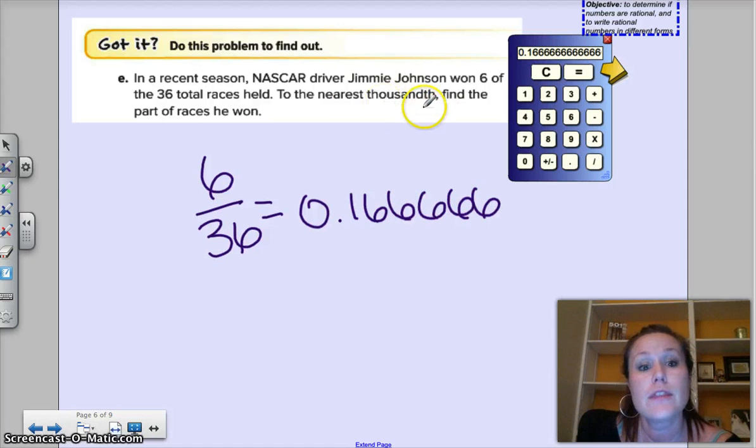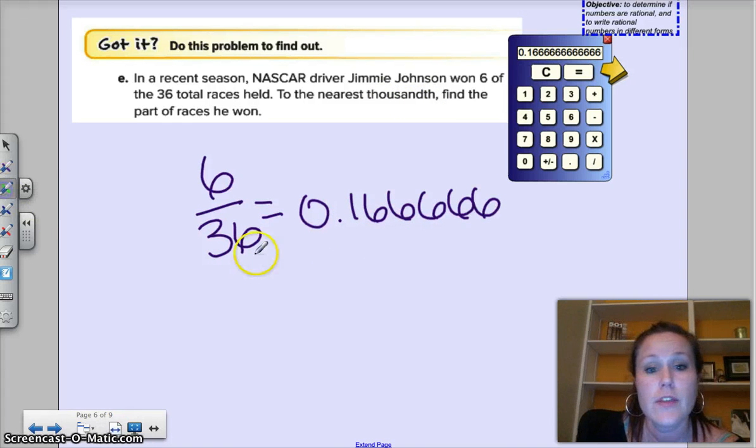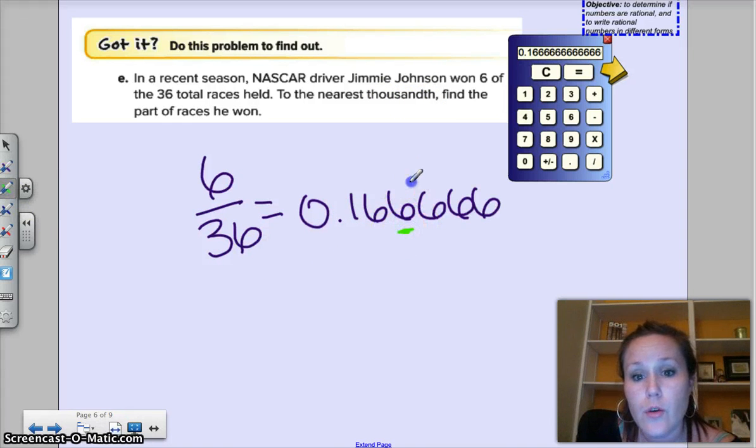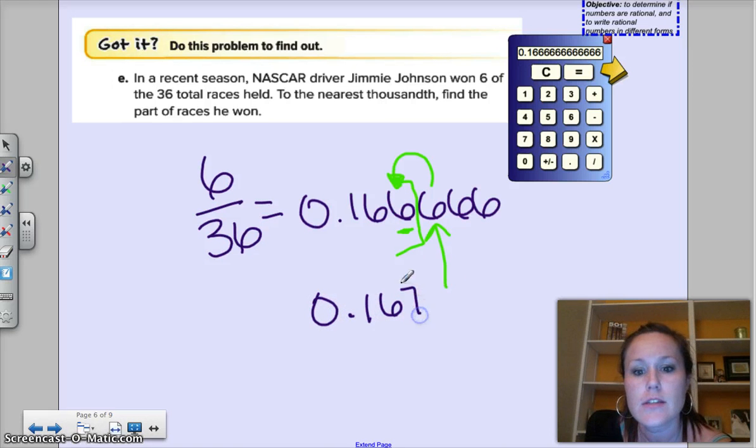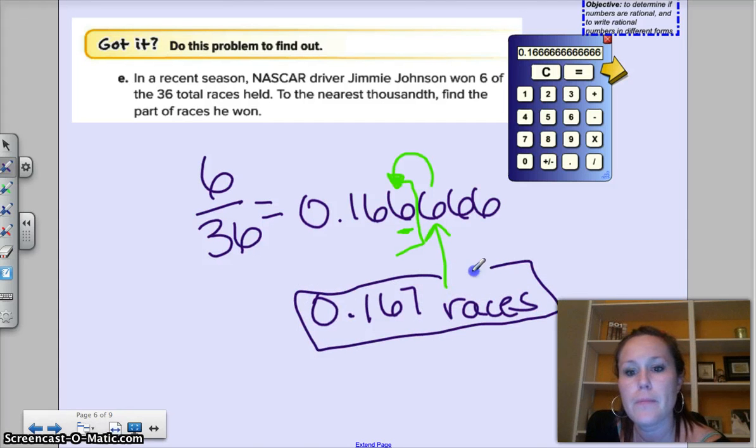I'm rounding to the nearest thousandth, so I'm going to go tenths, hundredths, thousandths. This is my thousandths place. I only want this much of my number showing. Look next door. It is 5 or bigger because that is a 6, so I'm going to round this up. Shout out if you know what number that's going to become. 7. Awesome. All right, so we are going to have our final answer of 0.167 races. You can box it out if you want.